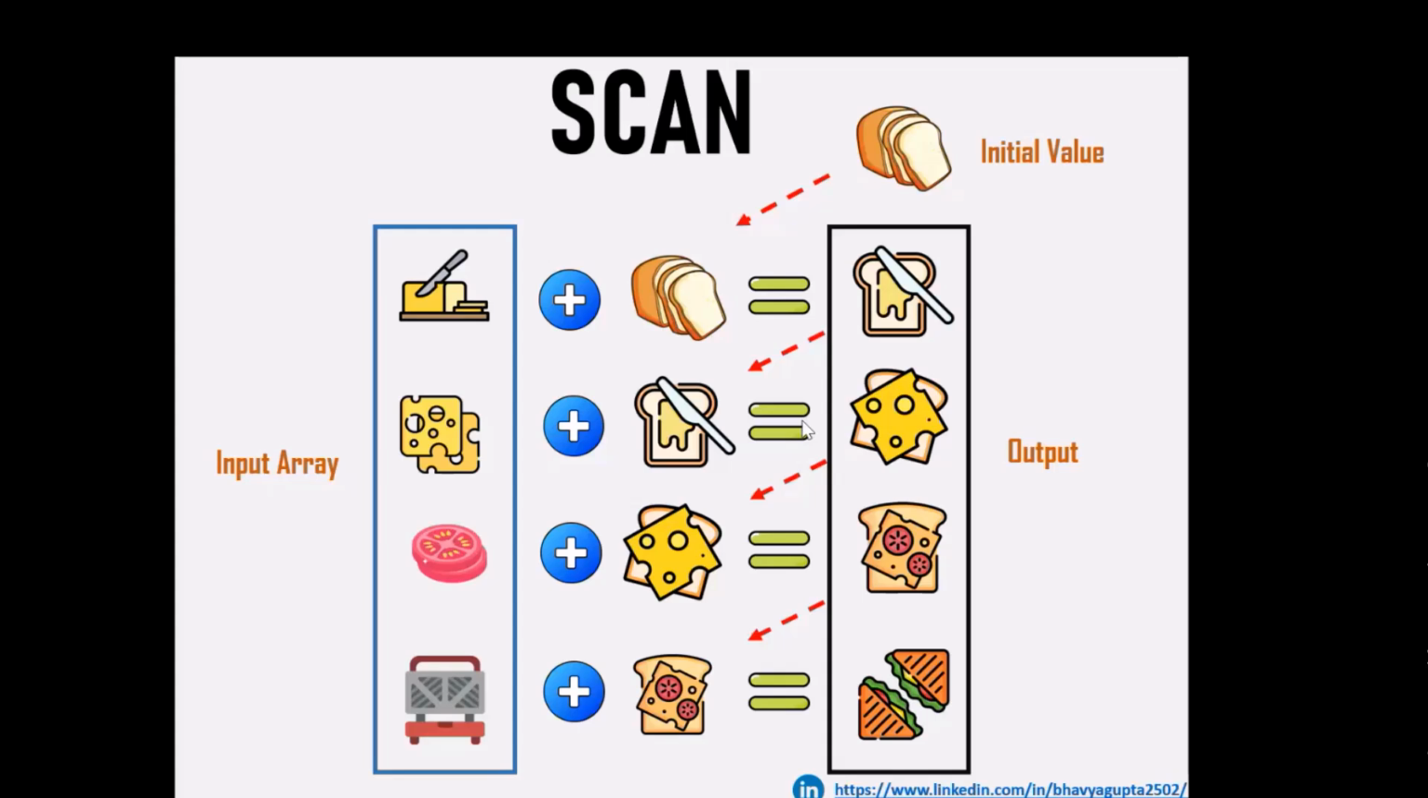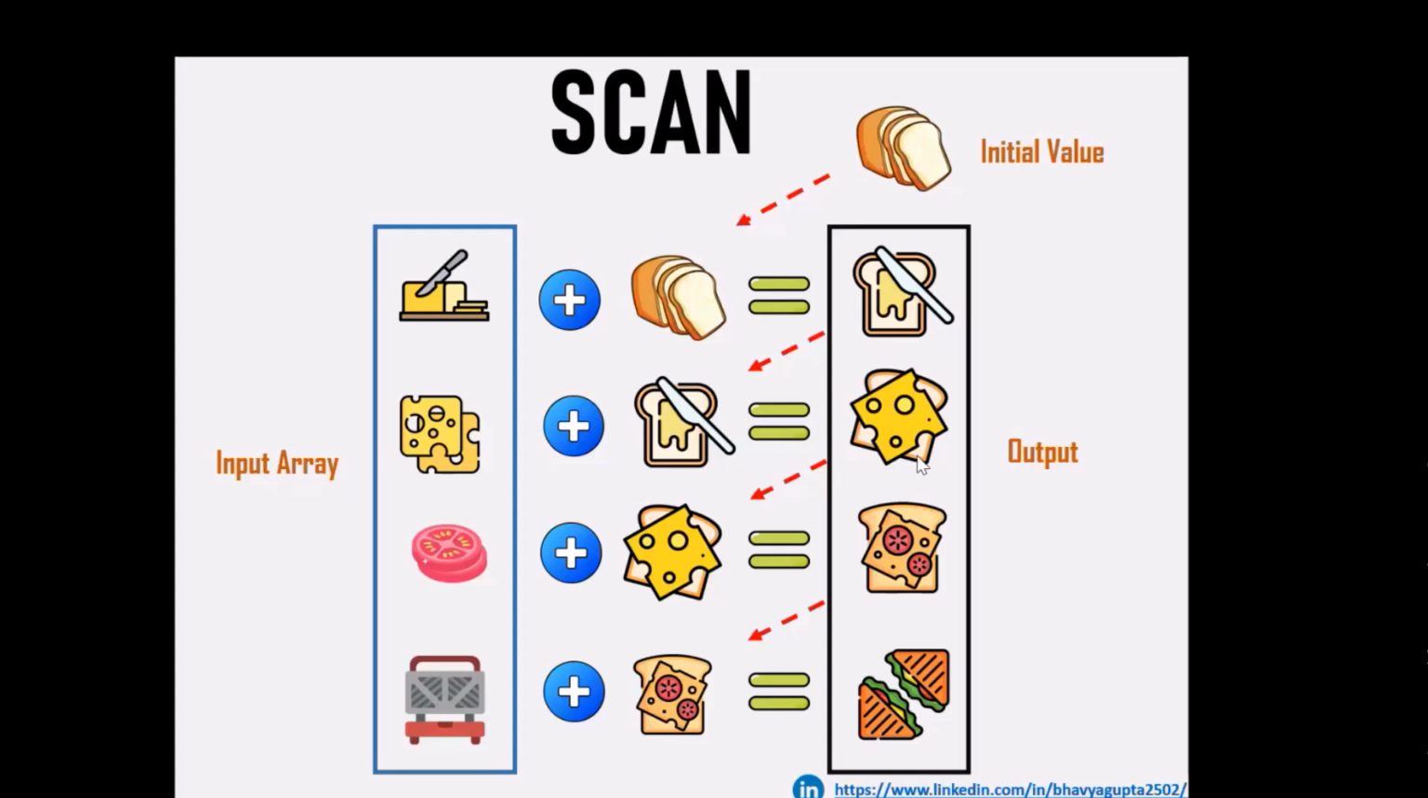Butter applied on bread. Then the next input will be this bread and butter, and on this we apply cheese. And we got our result as cheese with bread and butter. Then our next input will be bread and butter with cheese, and we apply salad on this. So we got this as our output. And finally we put them together in the toaster. So we finally got the output as a sandwich.